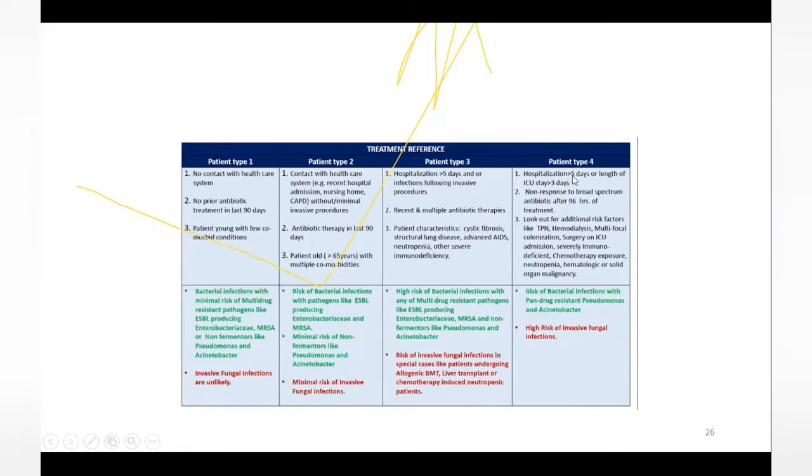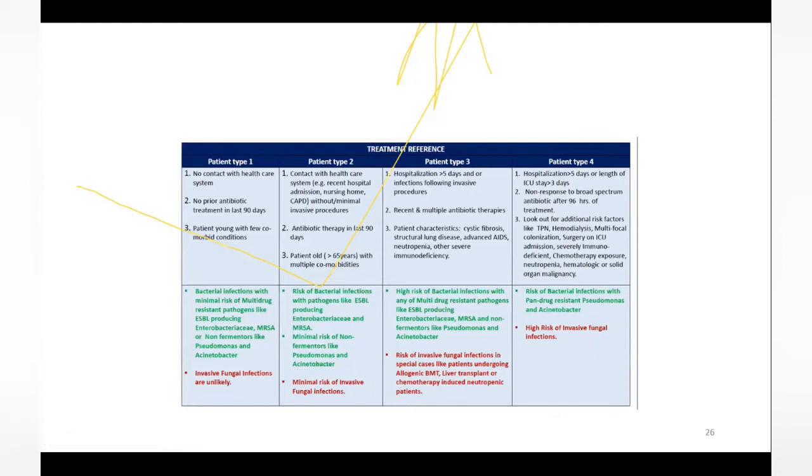Patient type 4 is the most serious patient group. Here the hospital stay is more than 5 days or ICU stay of more than 3 days, and there is no response to the broad spectrum antibiotic after 96 hours of treatment. And there are additional risk factors like hemodialysis or surgery and others. In this group of patients, the risk of bacterial infection is the highest, especially with multi-drug resistant pathogens like Pseudomonas, Burkholderia, Acinetobacter, and others. And there is a high risk of fungal infections. So this was about that.